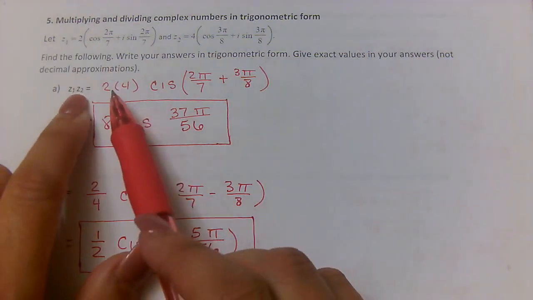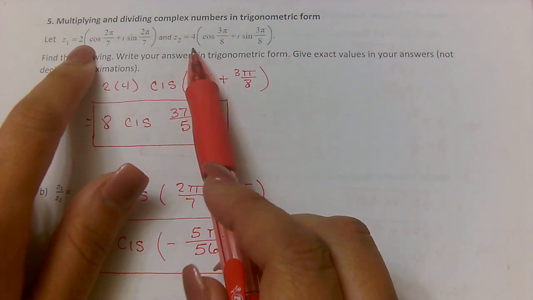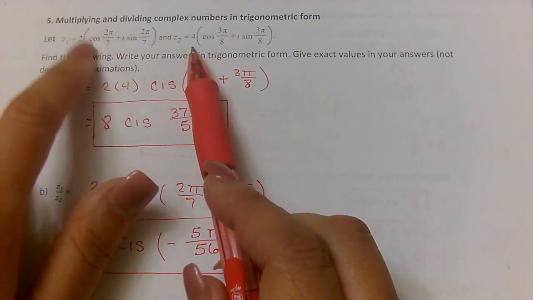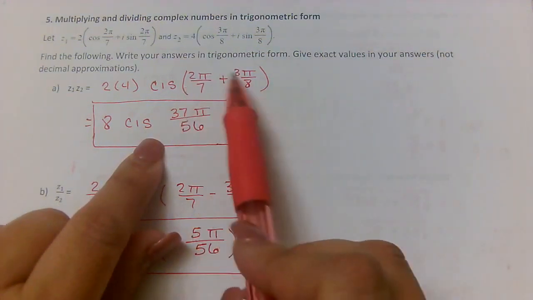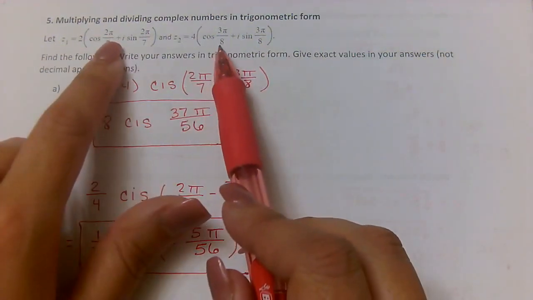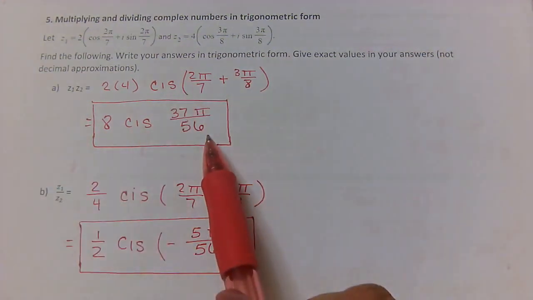Here we're asked to multiply, so I'm going to look at R1, which is 2, and R2, which is 4, and I'm going to multiply that. 2 times 4, that's going to be 8. Then your CIS, and we're going to be adding our 2 angles together. All I did here was plug this into the calculator and then change it back to a fraction.